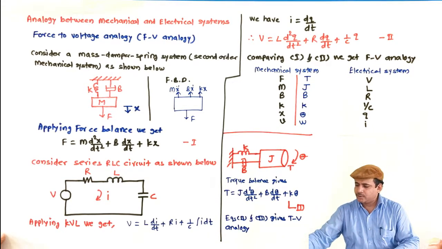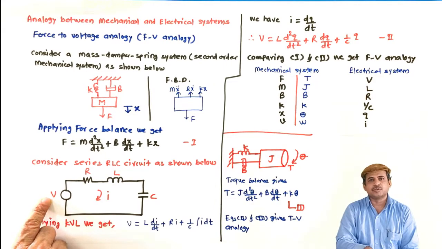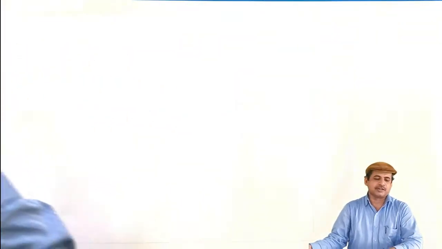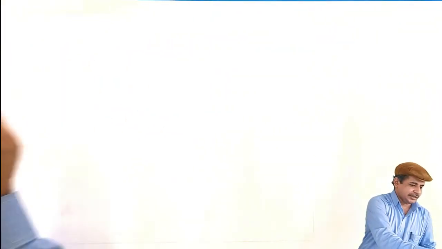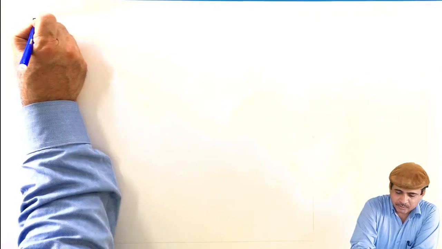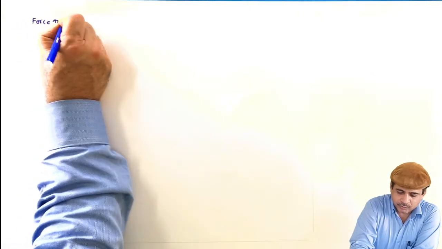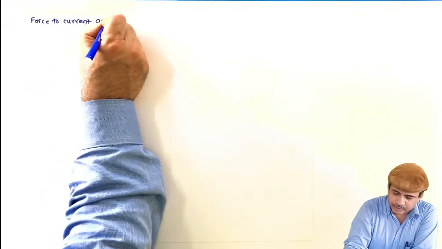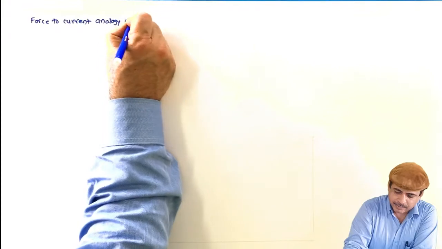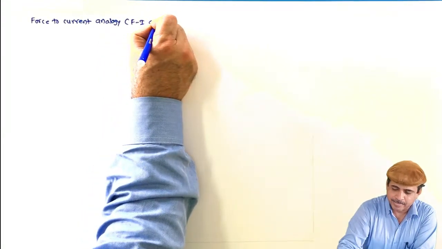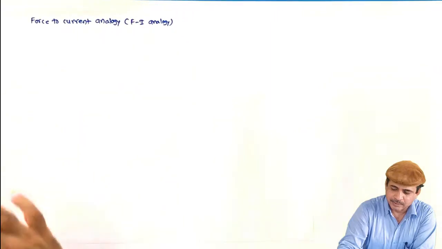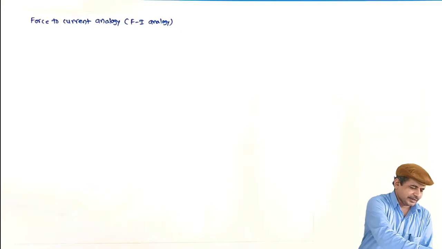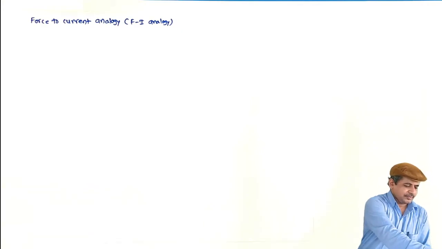Now here the source of energy was voltage. Now we will consider current as the source of energy, or current source. So that is nothing but the force to current analogy, that is F to I analogy. And at the same time we will develop torque to current also, the same way as we developed it earlier.